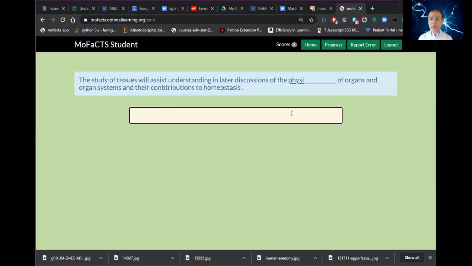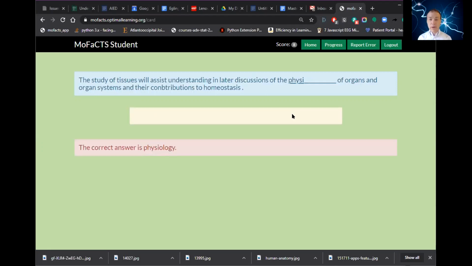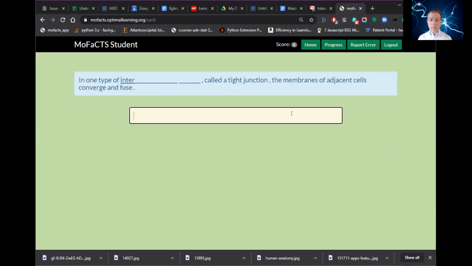The study of tissues will assist understanding later discussions of the physical, physiology, right? That one should be easy to remember. In one type of intercellular junction, called a tight junction, the membranes fuse. Convergent fuse, that would be tight.